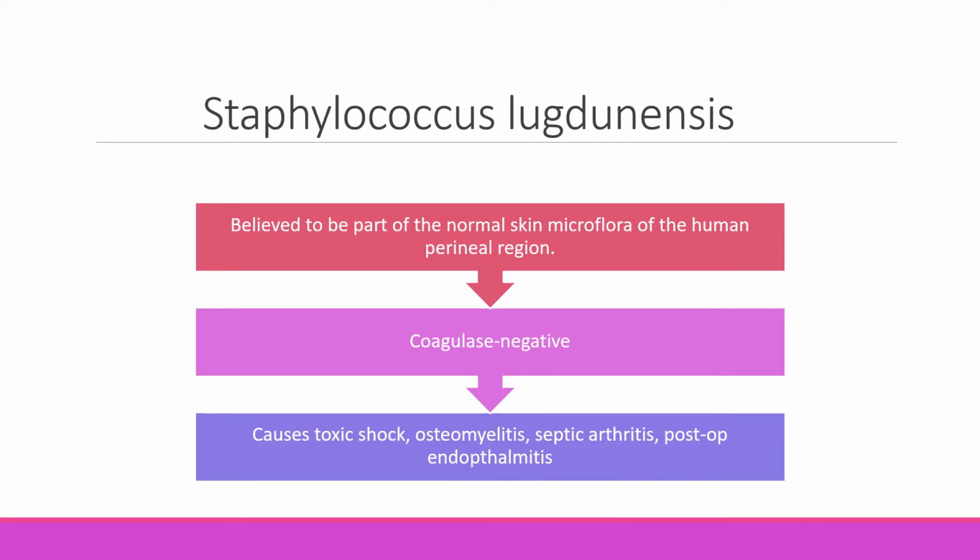Staphylococcus lugdunensis is believed to be part of the normal skin microflora of the human perineal region. It was first identified in 1988, and although it is virulent, it is relatively uncommon and can be associated with toxic shock syndrome, osteomyelitis, septic arthritis, endophthalmitis, which is of the eye, and endocarditis, and it is considered coagulase negative.